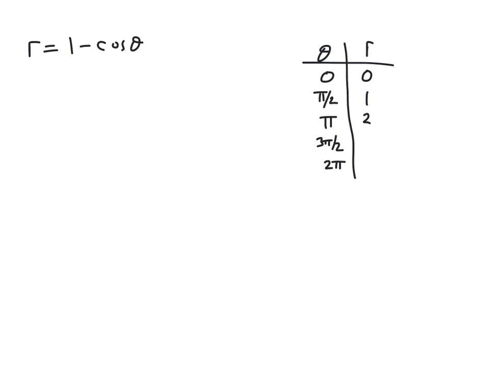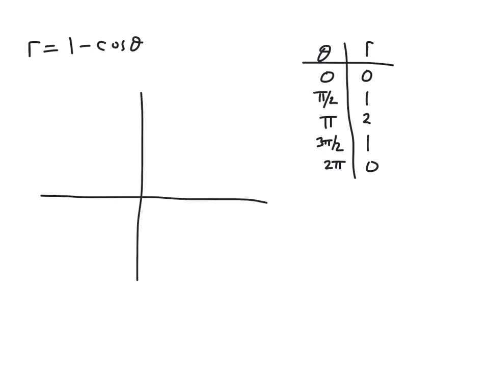Cosine of 3 pi over 2 is 0, so 1 minus cosine of 3 pi over 2 is 1 minus 0, which is 1. And cosine of 2 pi, like cosine of 0, is 1, and r is 1 minus 1, which is 0. Right, and so here are 5 values that we can use to plot our graph.